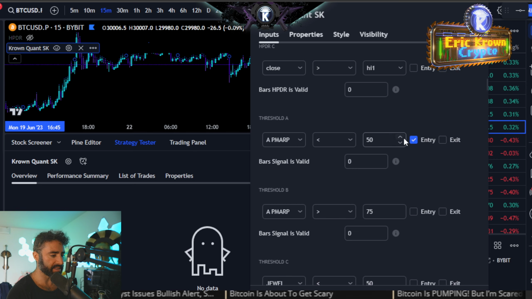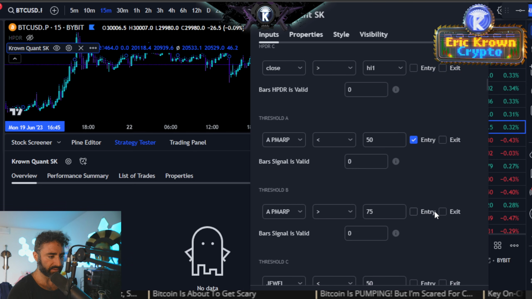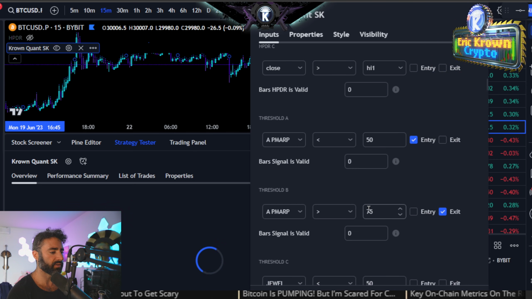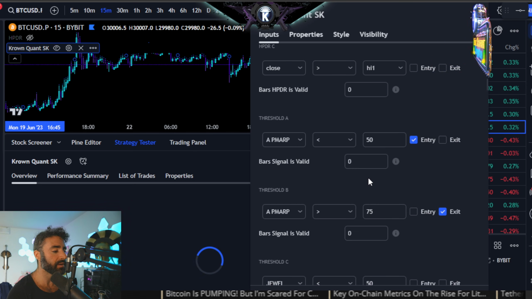Then for the take profit, I can also have an exit condition for the PMARP as well. So I usually like to start off around 75.